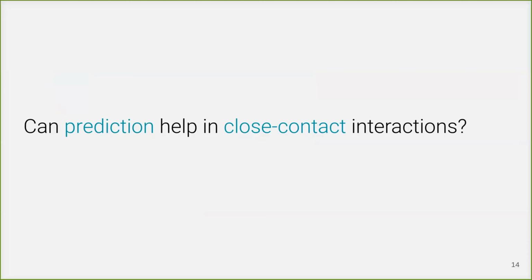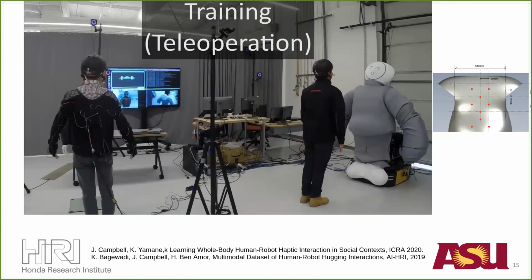And of course, prediction makes sense when you do throwing and catching. But can prediction help in more close contact interactions, where you only have a second or a fraction of a second until the interaction starts and until it finishes? Well, that's something that my student, Joe, investigated in an internship at Honda Research Institute. This is a collaboration between HRI and ASU. In this task, Joe tried to learn how to hug.